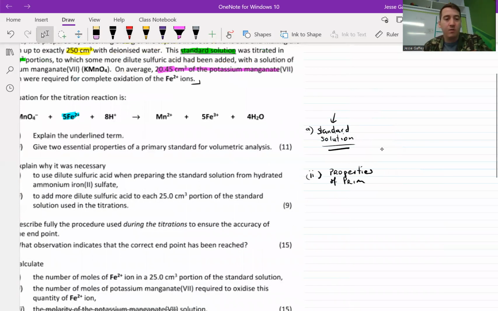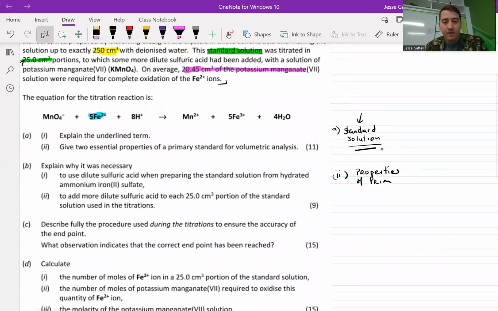Here we're going to move on to part B. B part 1. What does it say? Explain why it was necessary. We're going to be talking about the acid that we added. We added acid in 2 places. Why did we add sulfuric acid when we were preparing the solution? We dissolved the ammonium iron 2 sulfate crystals into acid first and then made it up with water.